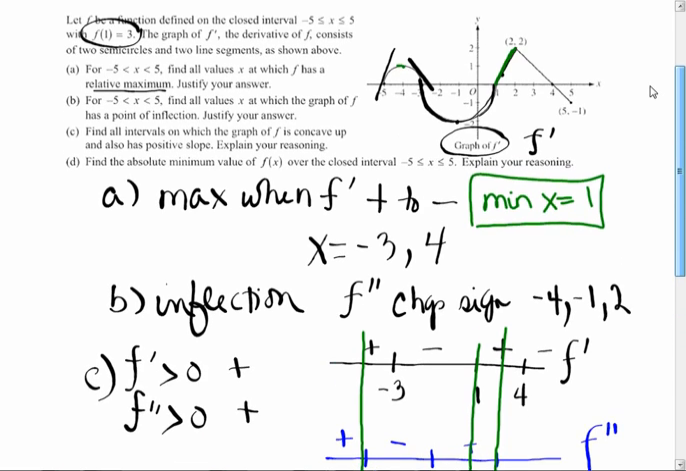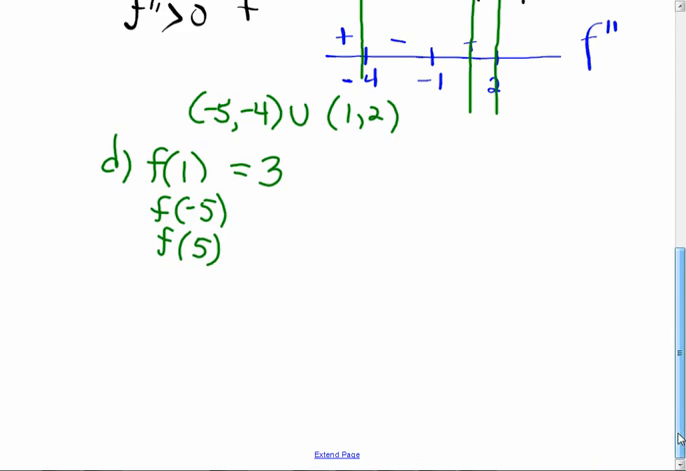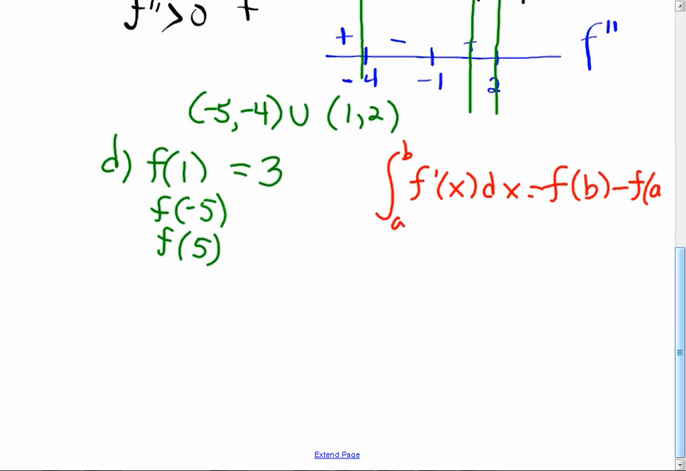Okay, what's f of -5? Now this is the derivative. Now this is hard. How are you going to do that, Adam? I'm going to use the fundamental theorem of calculus that says that the integral of f prime of x dx from a to b is equal to f of b minus f of a. This is the hard part.